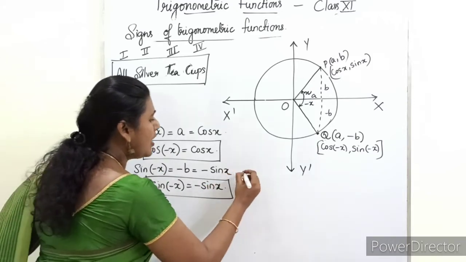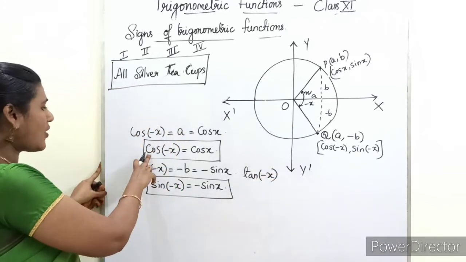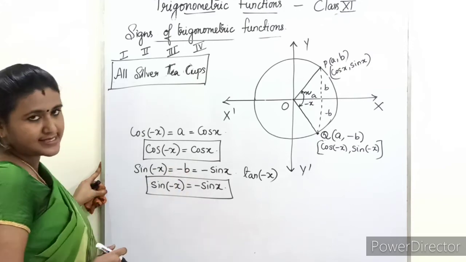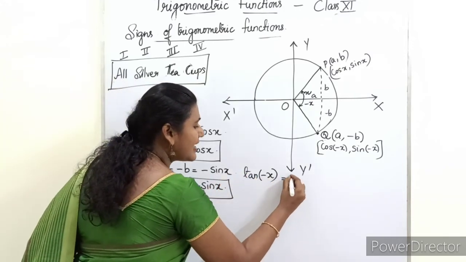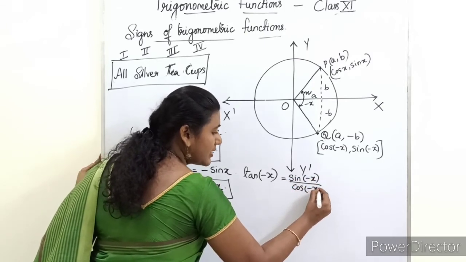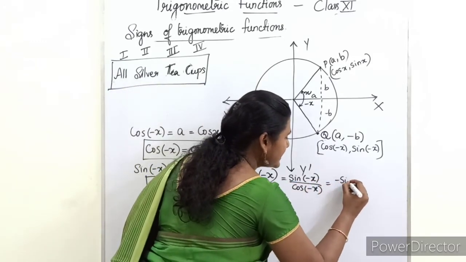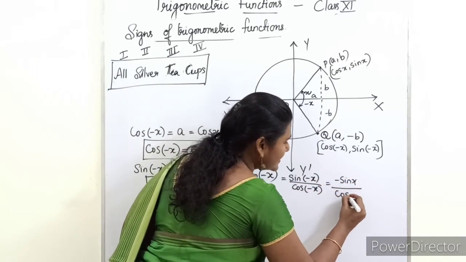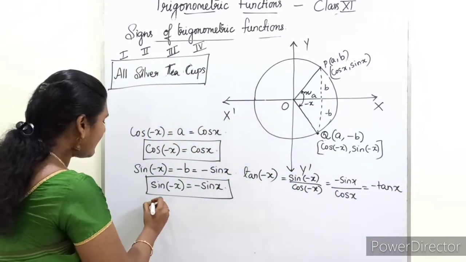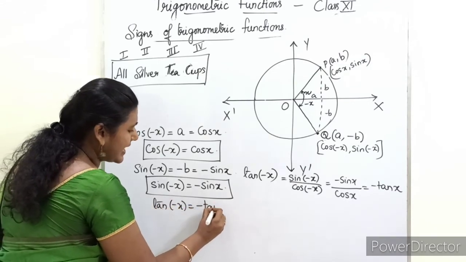So we will see now what is the value of tan minus x. We have cos minus x is cos x and sin minus x is equal to minus sin x. So tan minus x we can write as sin minus x by cos minus x. Sin minus x is minus sin x, and cos minus x is cos x. So what answer are we getting? Minus tan x. So tan of minus x is equal to minus tan x.